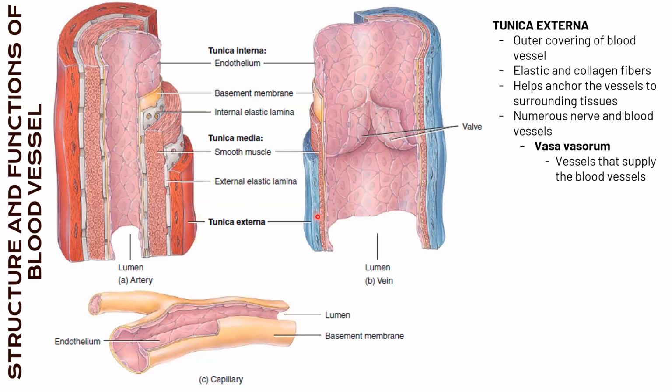Tunica externa, the outer covering of the blood vessel, artery, vein, has elastic and collagen fibers, and helps anchor the vessels to the surrounding tissues, with numerous nerves and blood vessels. The vasa vasorum refers to the vessels that supply the blood vessels themselves.